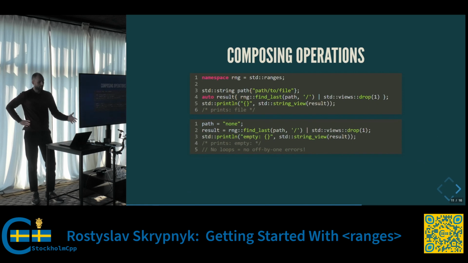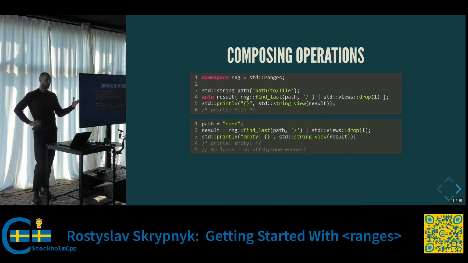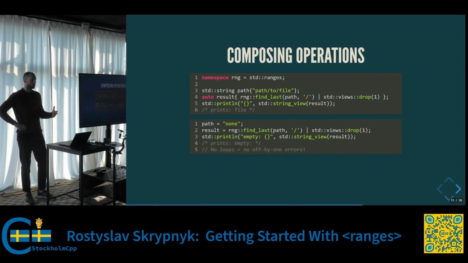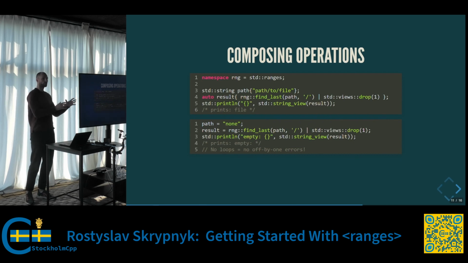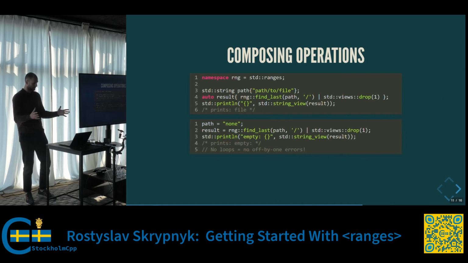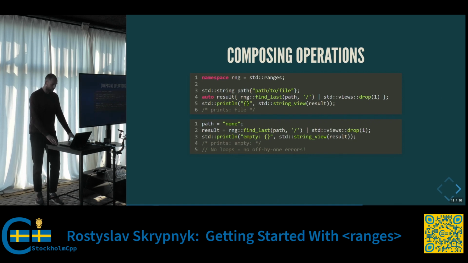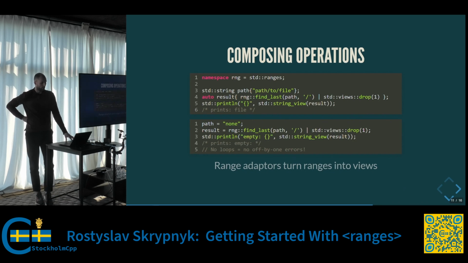All right, what if it doesn't have any slashes? It still works. And look at how it looks. It's very much in this paradigm of functional programming. We don't focus on how we do things, we focus on what we want to do. So that's nice. That's the nice part of it, I find. And then, yeah, so there are no loops, no off by 1 errors. And this views::drop, that's called a range adapter. And what they do is they convert ranges into views.